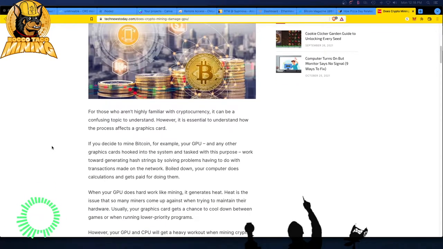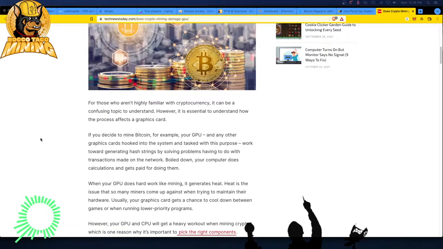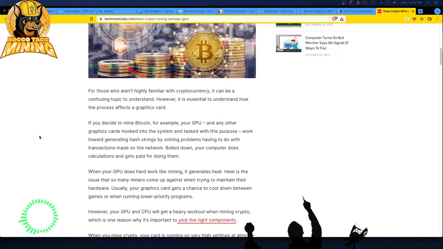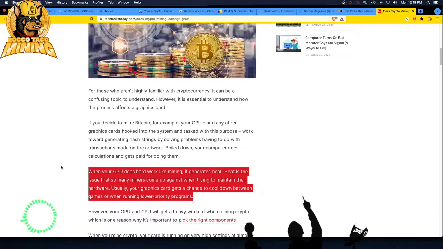They're just kind of giving newbies a sense of what is crypto mining. You can mine with your GPU and any other graphics card hooked into the system. You can generate hash strings by solving problems to do with transactions made on the network. Boiled down, your computer does calculations and gets paid for doing them on a mining pool. You share the rewards for doing this. Your GPU does the hard work like mining. It generates heat.